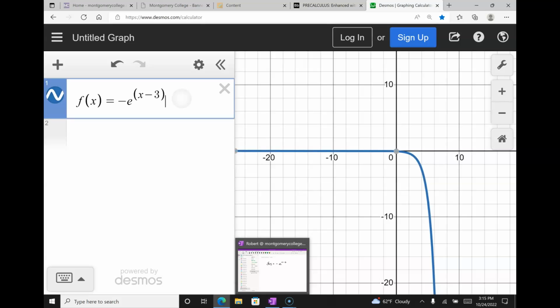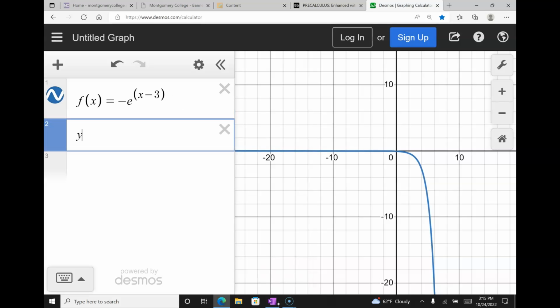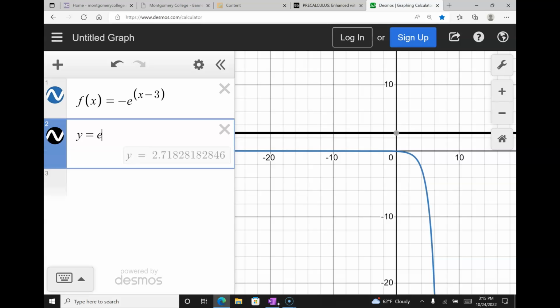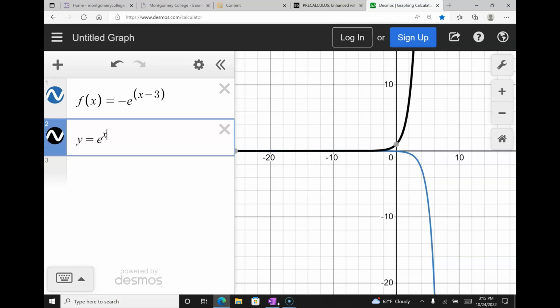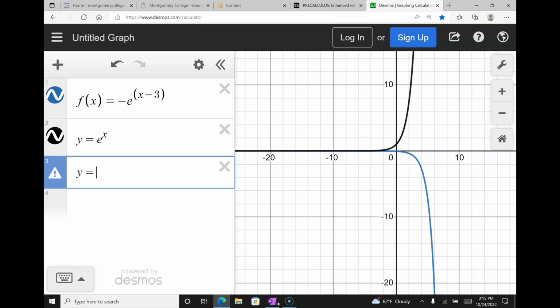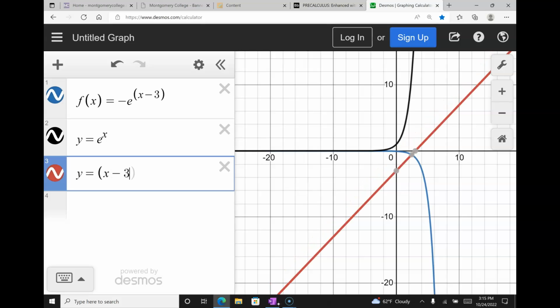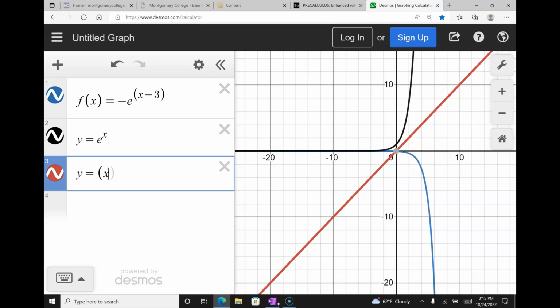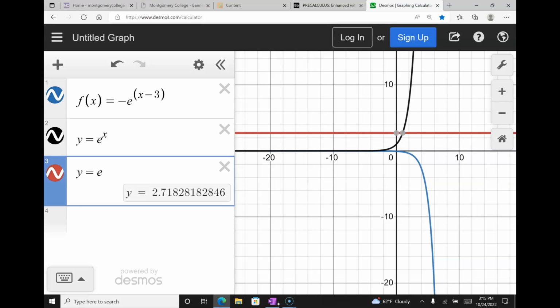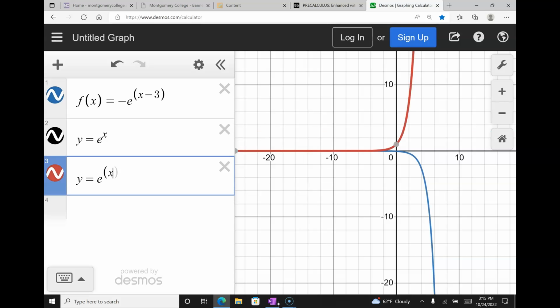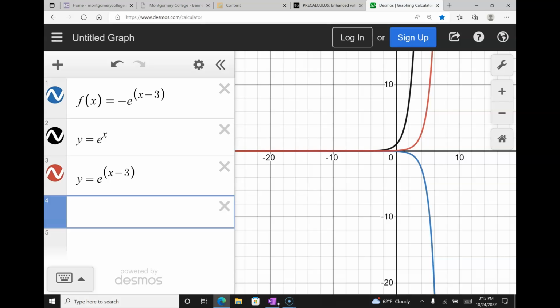Where did it move the original function to? So look at y equals e to the x. That's the original function, right? And then if I move that by minus 3, where does it move it? Which way? 3 to the right. Good. So e raised to the x minus 3. I'm moving everything by 3 to the right. Do you see the red move to the right by 3? And then that negative on the outside reflected it down, right?